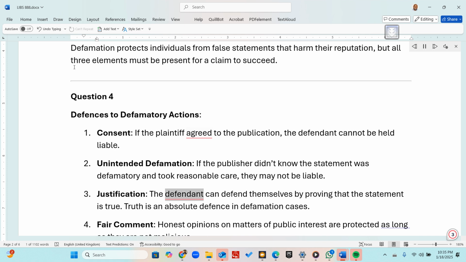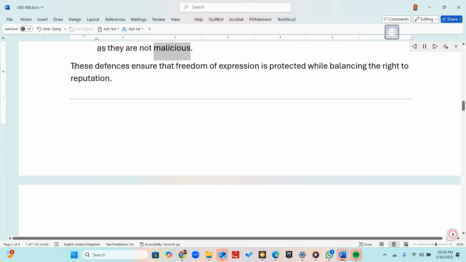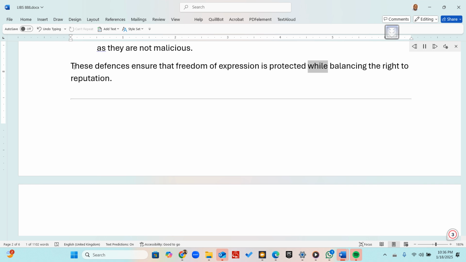Justification. The defendant can defend themselves by proving that the statement is true. Truth is an absolute defense in defamation cases. Fair comment. Honest opinions on matters of public interest are protected as long as they are not malicious. These defenses ensure that freedom of expression is protected while balancing the right to reputation.